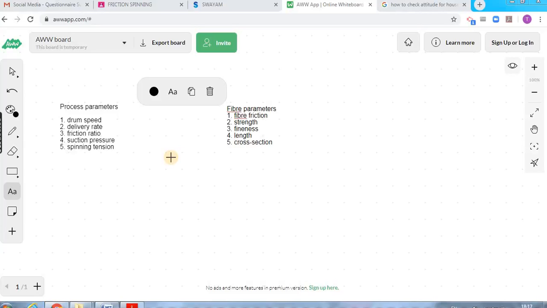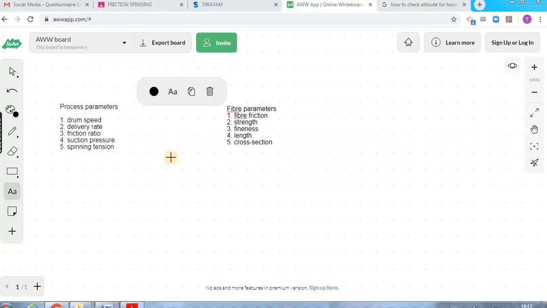twisting. So these three properties, right? Fiber orientation, reduction of buckling, and better holding of fibers in the drum will lead to better twisting efficiency, which will improve my yarn characteristics. But when I increase the suction pressure beyond a certain level, right?